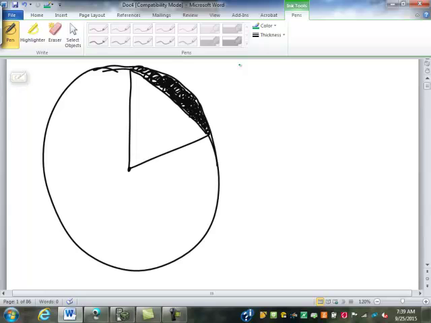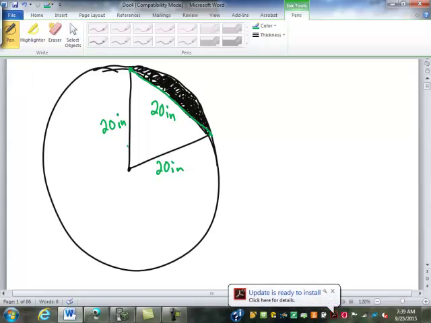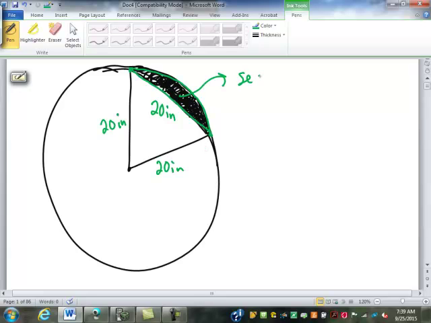So if I have a circle with a radius of 20 inches, and then a chord that connects the end of one radius to the end of the other radius, and that chord is also 20 inches. And what I want you to find is the area of that little slice, that little sliver out there. It has a name, it's called a segment.